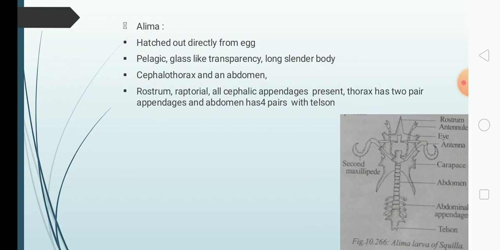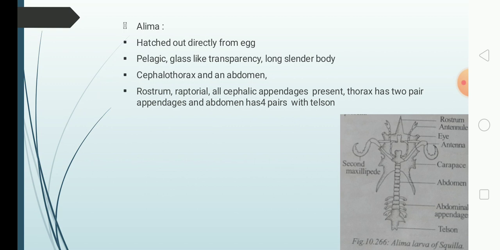It is transparent, and it has a long, slender body, and the body is divisible into the cephalothorax region and the abdomen region. The cephalothorax is covered by a carapace which is short and broad, and this carapace at the anterior side produces a rostrum. All the cephalic appendages are present, whereas the thorax has only 2 pairs of appendages.